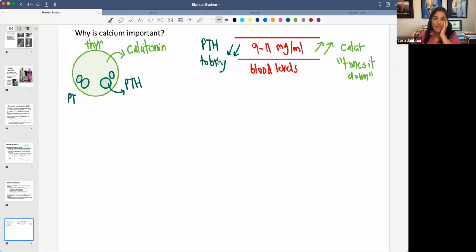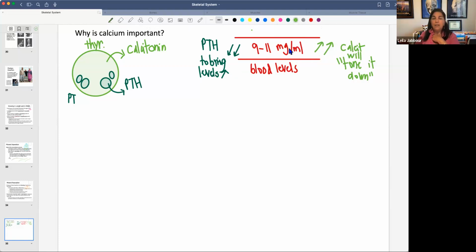Bring levels back up. Okay, so calcitonin is going to, I'm going to say, tone it down. Right? So if levels rise, calcitonin tones it down. If levels drop, parathyroid hormone brings these levels back up.